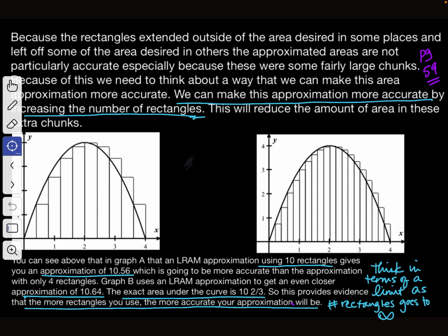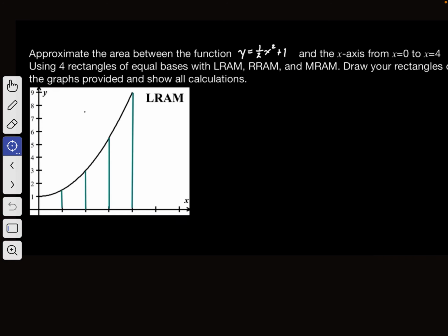Think of this in terms of a limit as the number of rectangles goes to infinity. So here's an example that I want you to try. Approximate the area between the function y = 1/2 x² + 1 and the x-axis from 0 to 4. Use 4 rectangles of equal bases with an LRAM, RRAM, and MRAM. Draw your rectangles on the graph provided and show all your calculations.